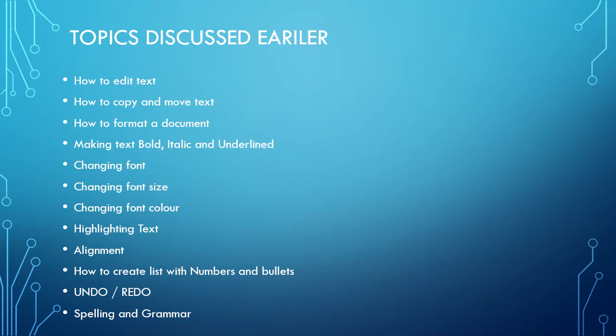We have discussed how to edit text. We have discussed how to copy and move text. Then how to format a document. We have discussed also making text bold, italic and underlined. We have seen how to change font, font size and font color.